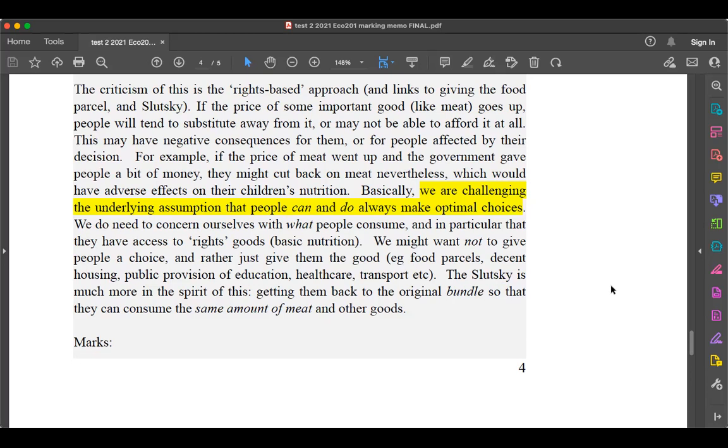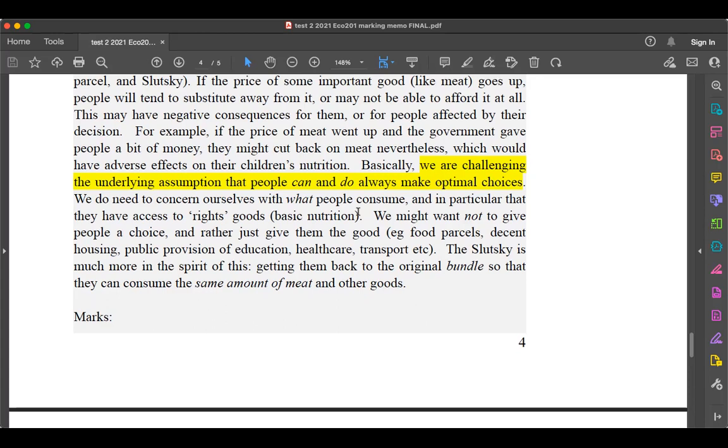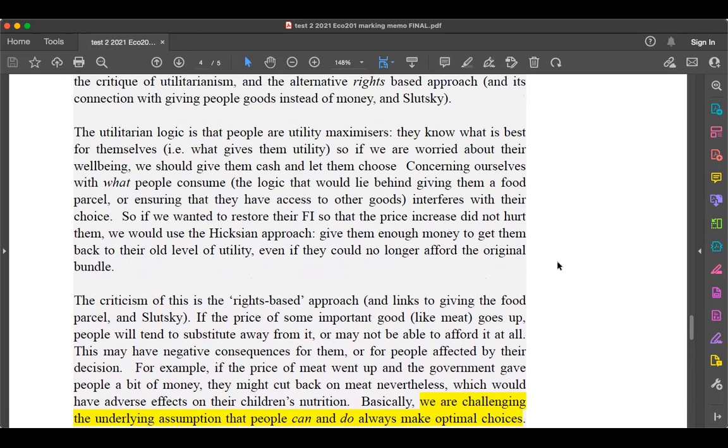So we are challenging the underlying assumption that people can and do always make optimal choices. And we do need to concern ourselves with what people consume. In particular, they have access to rights goods, so basic nutrition, that is fundamental. And we might not want to give people a choice and rather just give them the good. So in this case, food parcels, decent housing, so public goods in a sense. And then the Slutsky explanation is much more in the spirit of this, getting them back to the original bundle so that they consume the same amount of meat and other goods. So please ensure that you have a full understanding of what is happening here, and then you should be good to go, right?